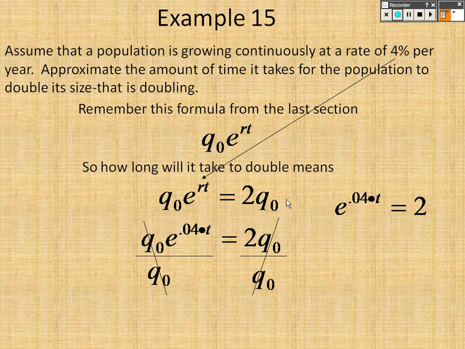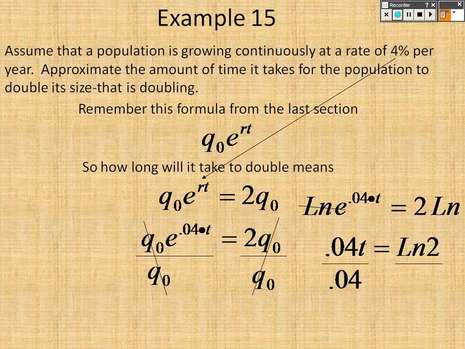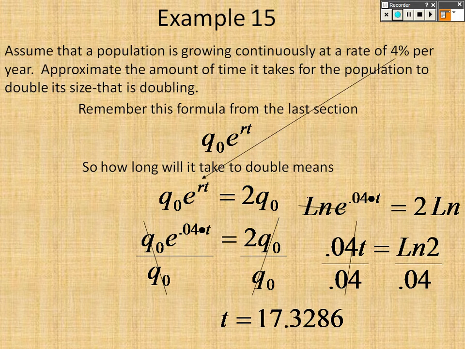So to get rid of an e, do the natural log of both sides. Those cancel out, so you get 0.04t equals the natural log of 2. And I would divide by 0.04 on both sides to get 17.32 years as how long it would take to double in size.